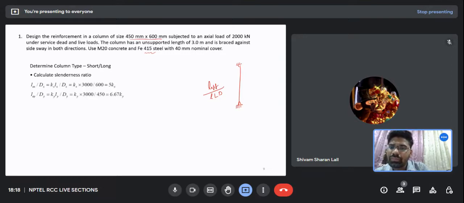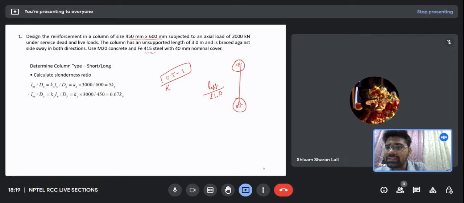We don't know, they have only given us that the column is braced, but we know for a braced column the k lies between 0.5 and 1. That is the reason I told you, for non-sway columns it is in between 0.5 to 1, and for columns which can sway it is in between 1 to infinity. So you should take care of these terms. And slenderness ratio, as you know, is L effective by least lateral dimension.